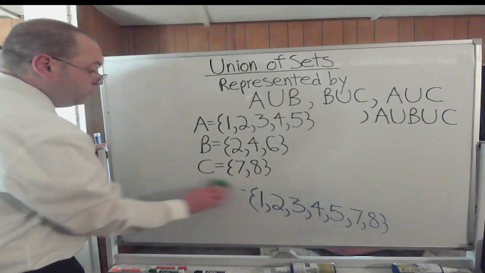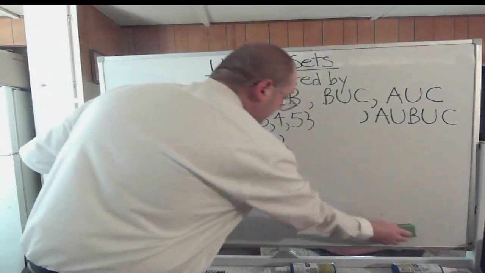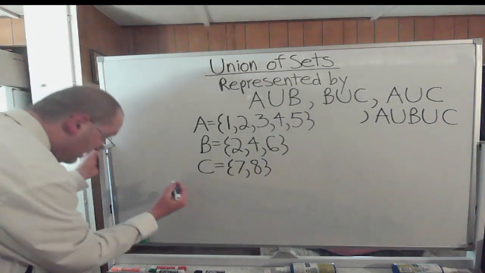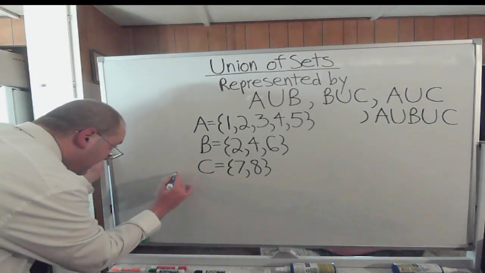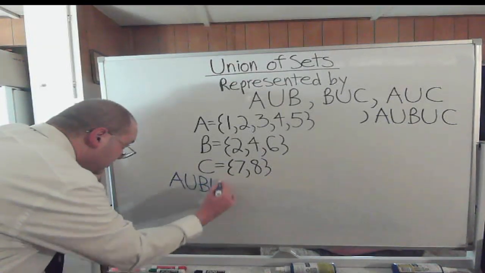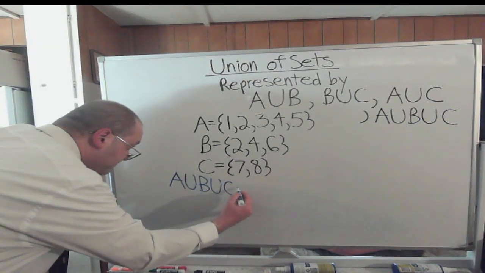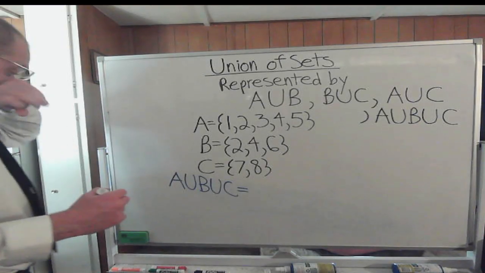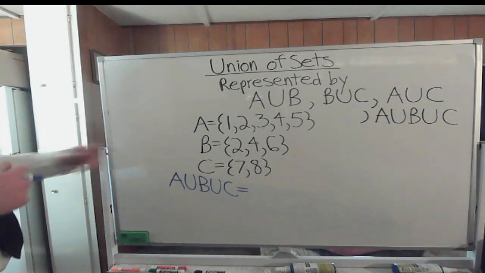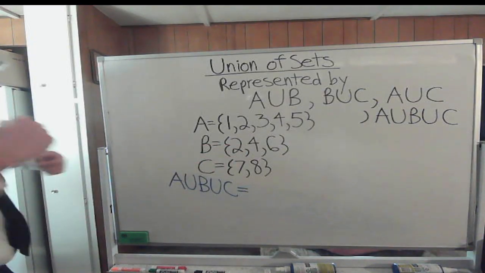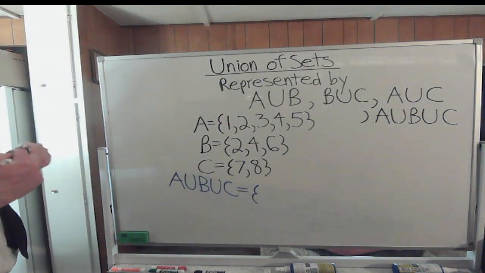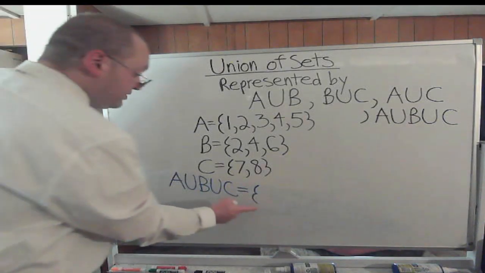And yes, if you're wondering, you can do a three-way union. You certainly can. Let's say we wanted to take A in union with B in union with C. What you have to do now is unite all three sets. That's all you have to do. So you're uniting all three sets.